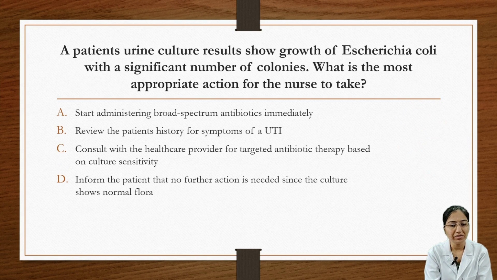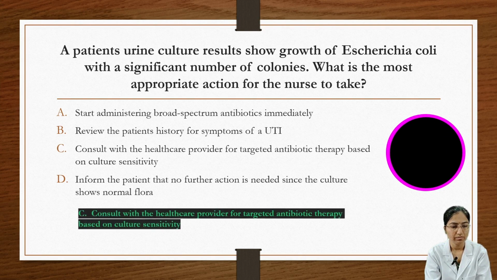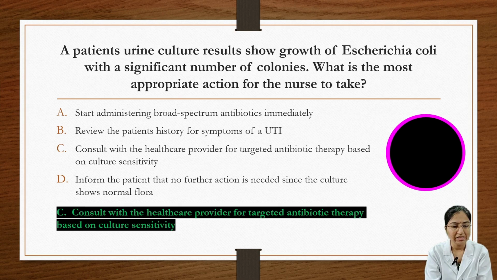A patient's urine culture results show growth of Escherichia coli with a significant number of colonies. What is the most appropriate action for the nurse to take? Here are the options. Right option is C, that is consult with the healthcare provider for targeted antibiotic therapy based on culture sensitivity.